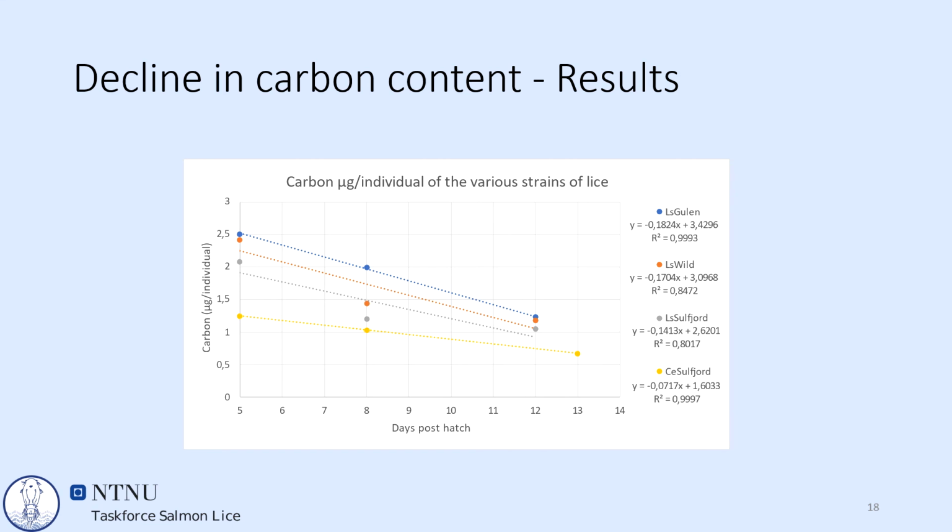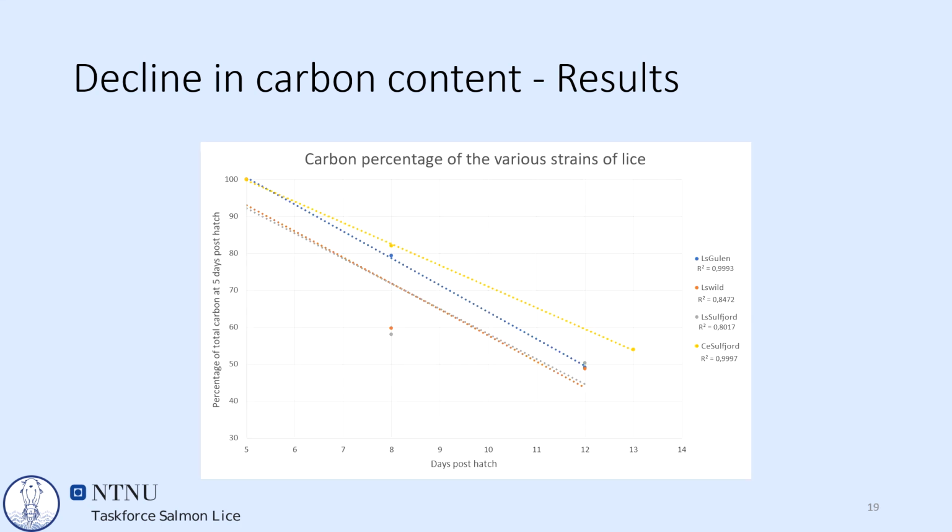So that could account for the lower starting concentration and also the lower decline rate, because even though they are spending a smaller amount of carbon per day, it could be a bigger portion of their starting concentration. To see if this was the case for the decline rate, we looked at the carbon loss in percentage. And here you see the same tendency, with LS gulen having a steeper decline rate than the others, and CE sulfur still having a lower decline rate than the Lepeophtheirus salmonis strains.